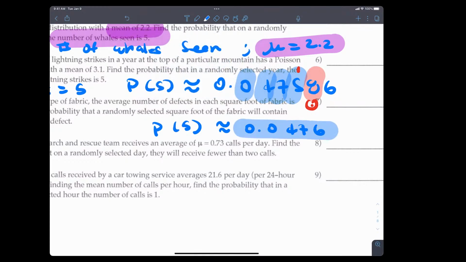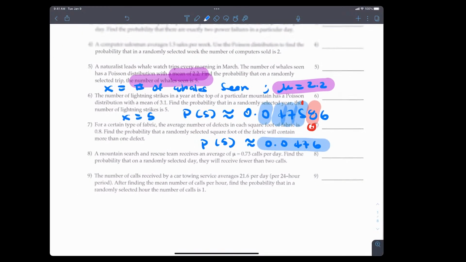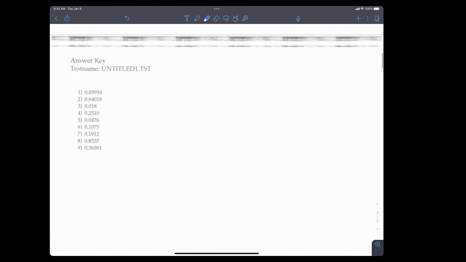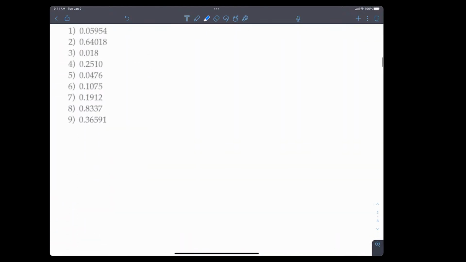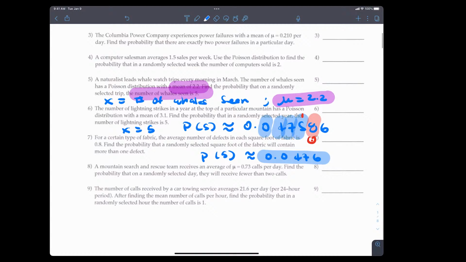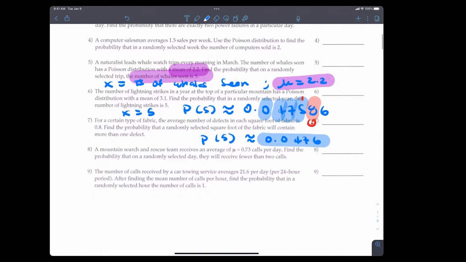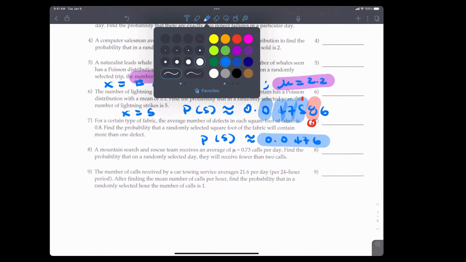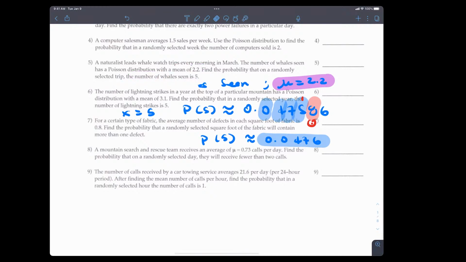Okay, so ladies and gentlemen, let's double check to see if this is number 5, right? The whale watching trip, number 0.0476, sure enough. All right, that's question number 5, ladies and gentlemen. Now let's erase it all. You've got a video you can go back and watch.